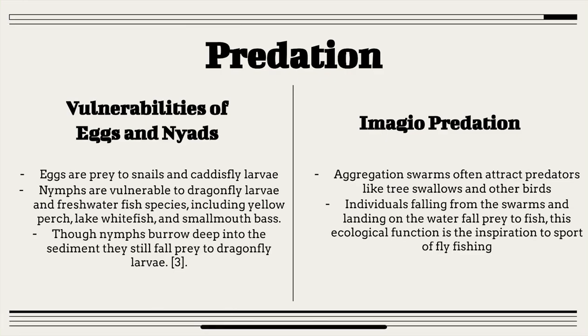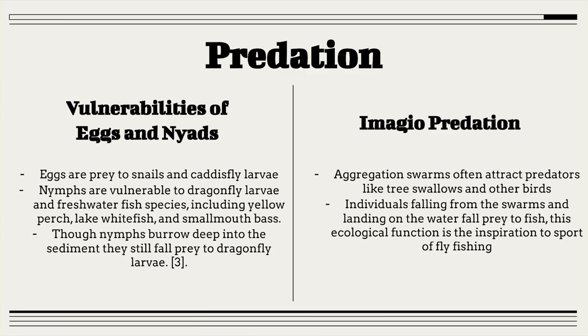As for the vulnerabilities of eggs and naiads, Hexagenia limbata are prey through and through, mostly filter feeding on detritus, and losing their mouthpart function in maturity limits them to any skill in predation. Eggs are prey to snails and caddisfly larvae, especially as they float down the substrate after being laid.